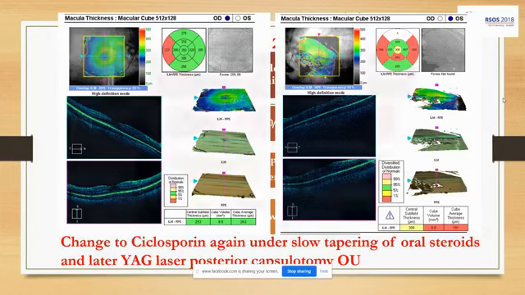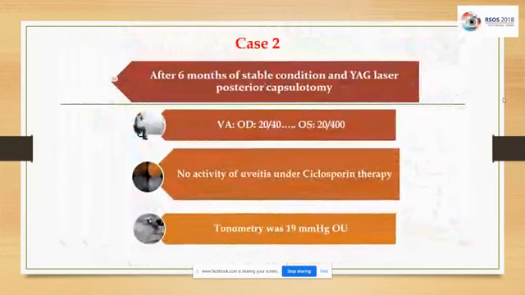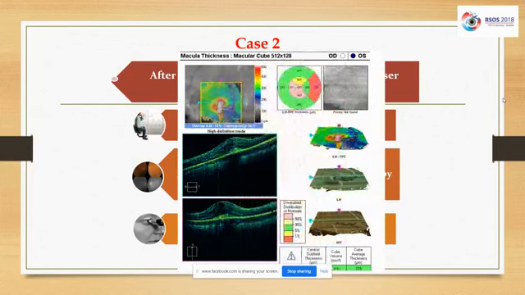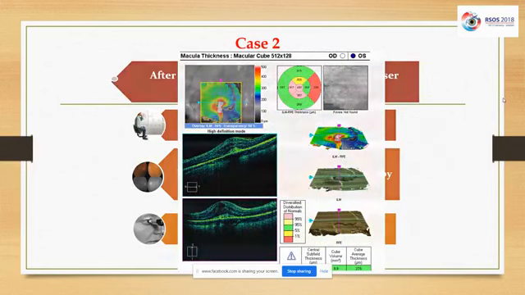laser posterior capsulotomy. After laser posterior capsulotomy, after 6 months of stable condition, the vision was 40 in the right and 400 in the left. There is no activity of uveitis under cyclosporin therapy at this stage, but unfortunately the patient developed a left choroidal neovascular membrane. As you can see here with the OCT, there is a choroidal neovascular membrane here.